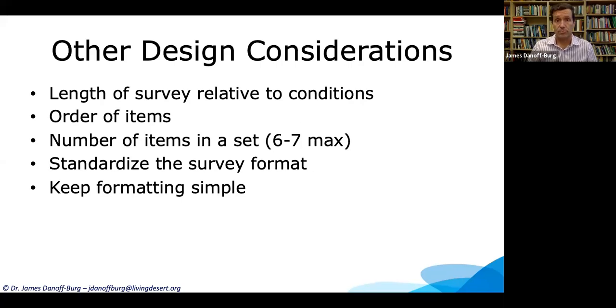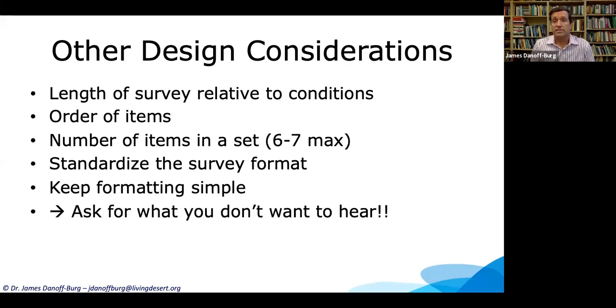Keep the formatting simple and make certain that you ask for those answers that maybe you don't want to hear. Make it possible for someone to tell you that they hate wildlife. So put in the strongly disagree with the Likert statement about I appreciate wildlife. Make certain that there's an option there for people who don't value wildlife at all. You may not want to hear them say that they don't value wildlife, but they need to be able to have the opportunity to tell you that.